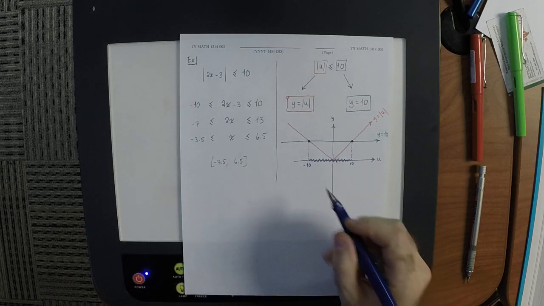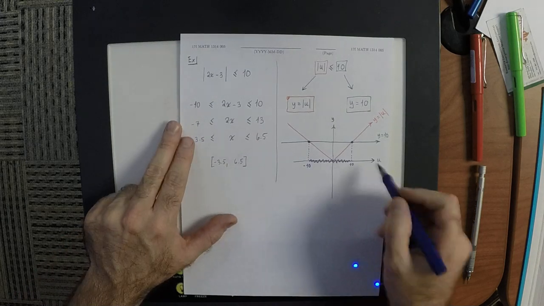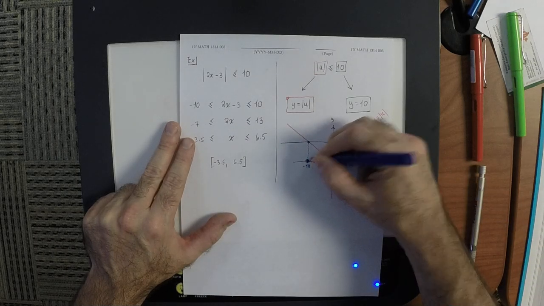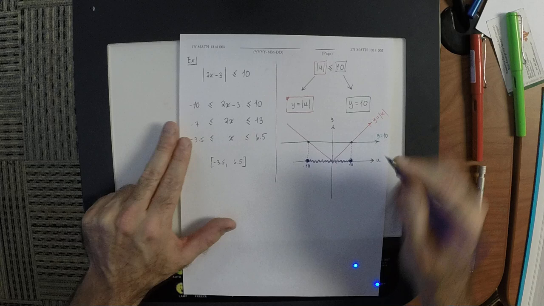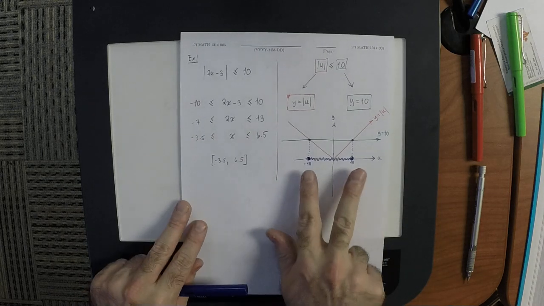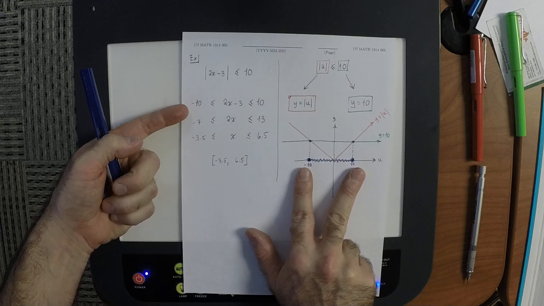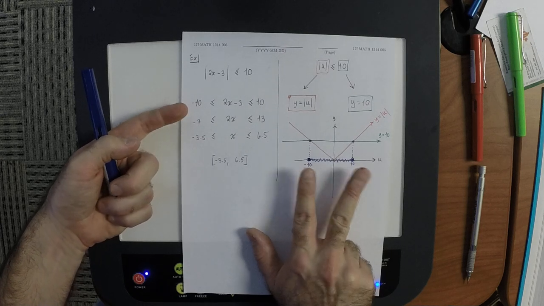Okay, so then do we pick up 10 and negative 10? We do, because it says less or equal, below or touching. So this right here, between the tens, corresponds to that step right there, between the tens. That's what they mean.